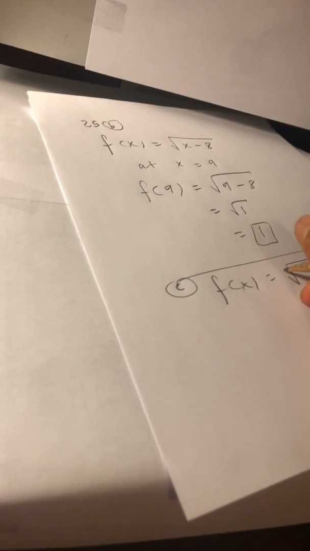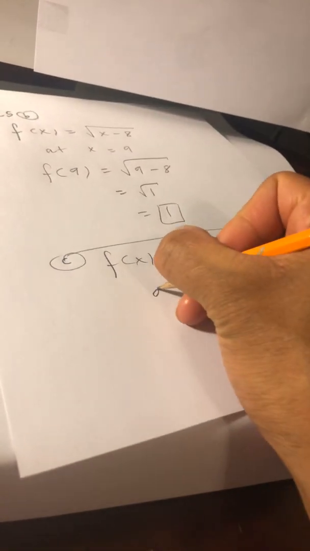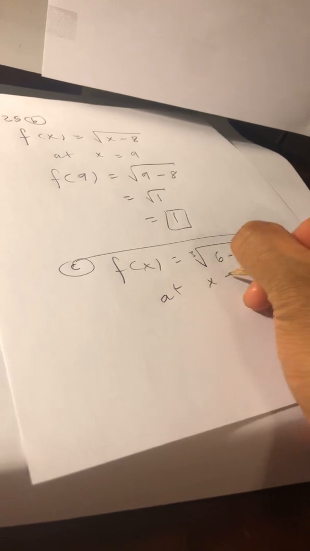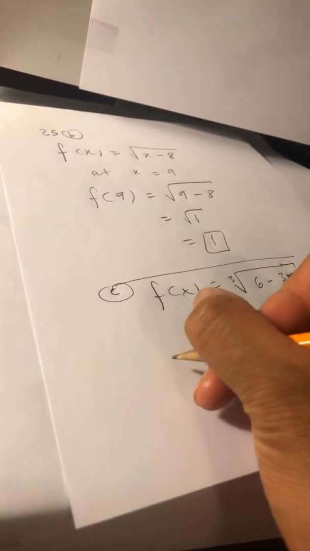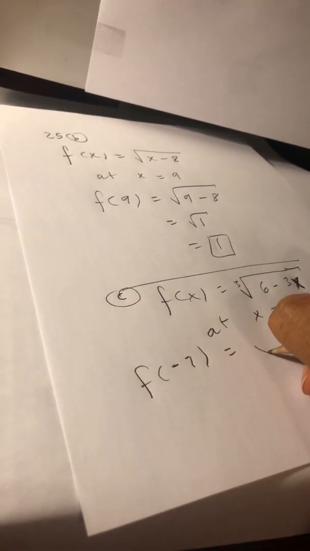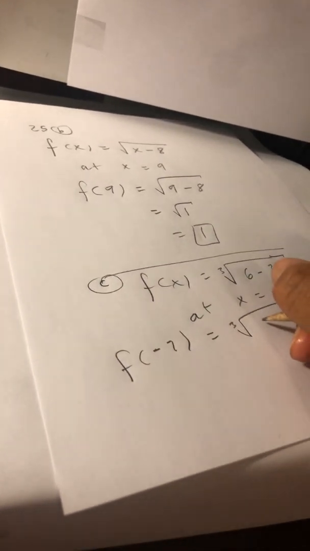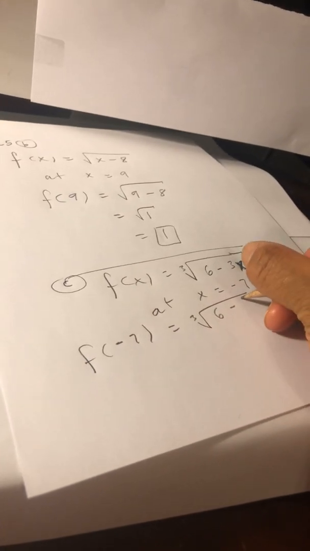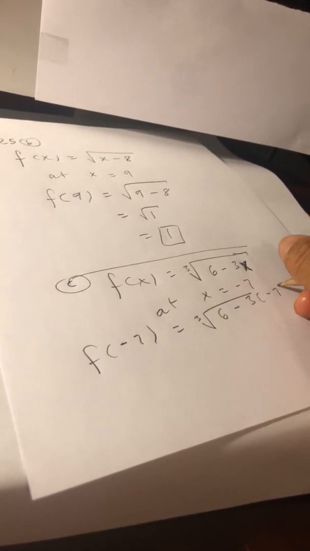So here we have f of x is equal to the cube root of 6 minus 3x, right? 6 minus 3x, that's a function. And we're evaluating that at x equals -7. So yep, here we have f of -7 will just be equal to the cube root of 6 minus 3 times -7 here.